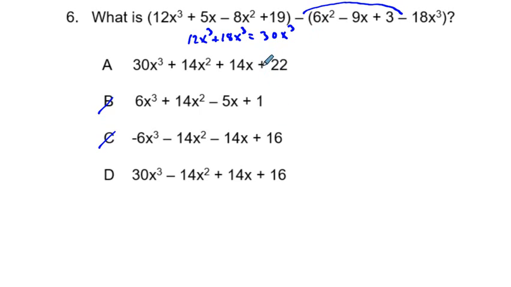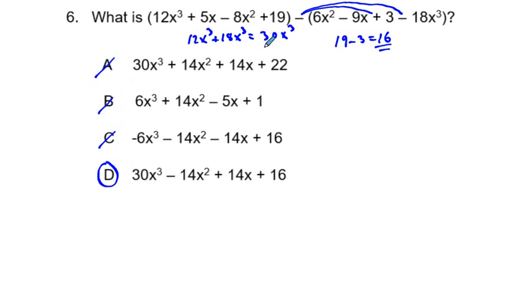And now to distinguish between answer choices A and D, in the first expression we have the 19, and then we are going to subtract 3. So we have 19 minus 3, and that's going to be 16. So the constant component is going to be 16, which obviously eliminates answer choice A. We get answer choice D.